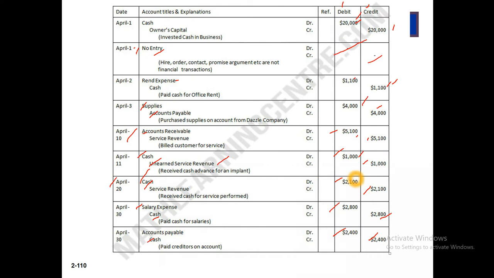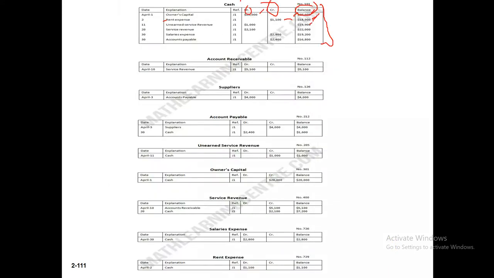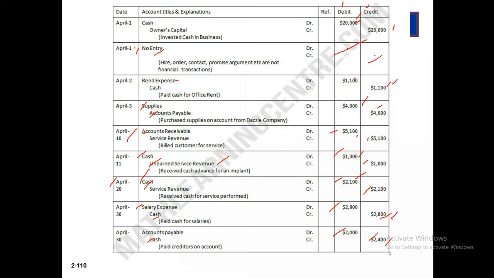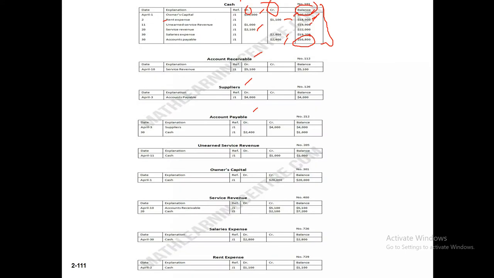Next cash, this one debit and these two credit. Okay, these two credit. So here this one debit and these two credit. After addition and subtraction we are getting the closing figure of cash. Also accounts receivable, supplies, accounts payable, and so on, we will get the closing balance. Now accounts receivable. So you know, this is accounts receivable, this is debit 5,100. So here look, this is debit balance, and this is the closing balance.